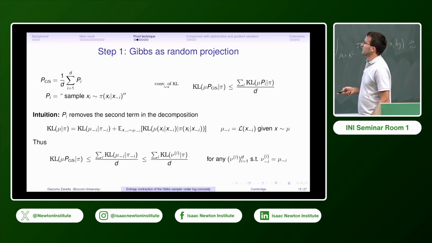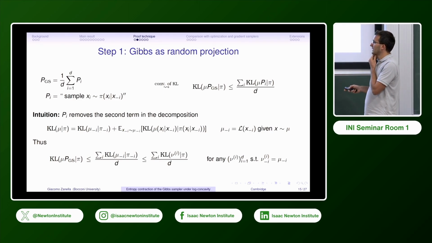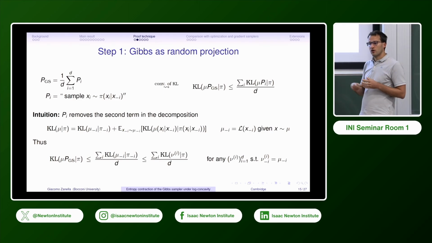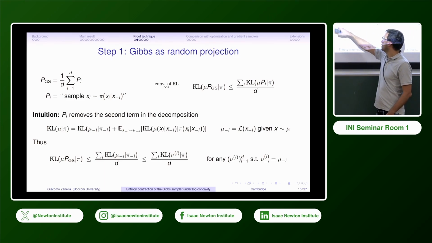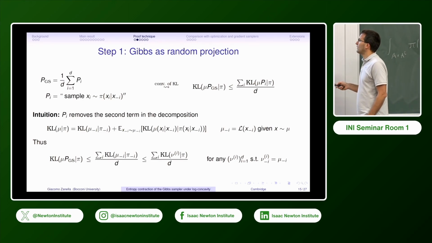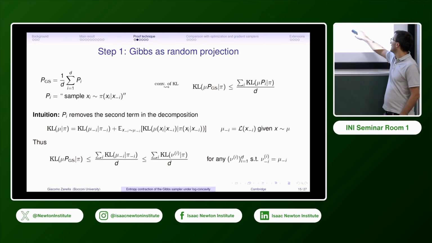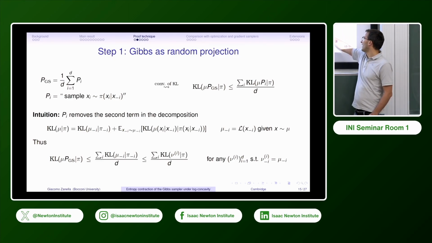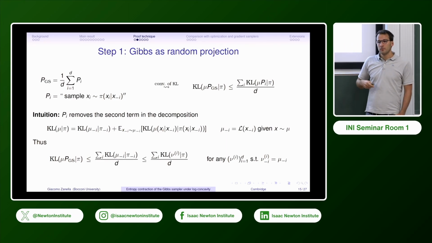So this gives the first chain of bounds, which is to say that the decrease in relative entropy when you apply the Gibbs sampler is upper bounded by the average of the relative entropy of the marginal distribution of mu of x minus i under mu, relative to pi of x minus i under pi. And this means that you can upper bound this quantity with any collection of d measures such that the marginal, removing the ith variable of the ith element of my collection of measures, is equal to mu minus i.